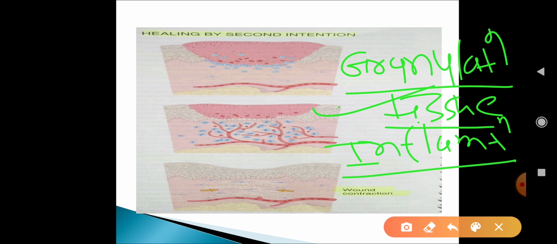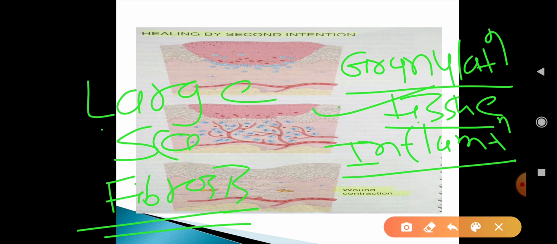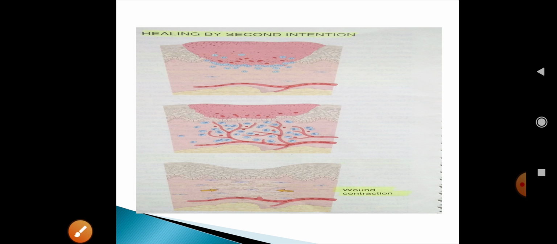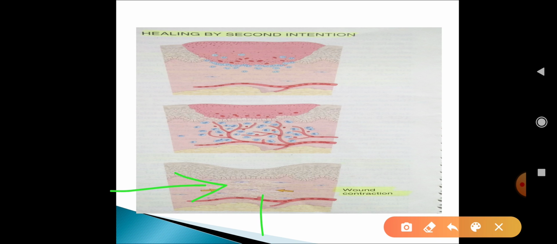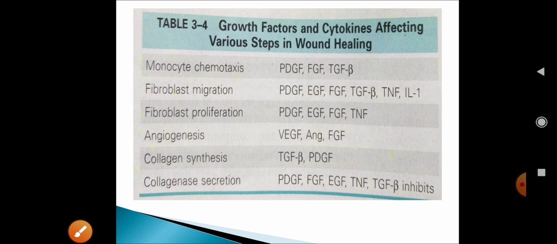Obviously because of more granulation tissue there will be more fibrosis, right? So it will form a large scar. In the secondary intention there will be large scar formation. You can see the large scar here, right? The wound that is healed by secondary intention will form a large scar, and cosmetically it looks ugly, as well as it is less functional. Clear? So that is basically the basic mechanism of the primary and secondary healing.